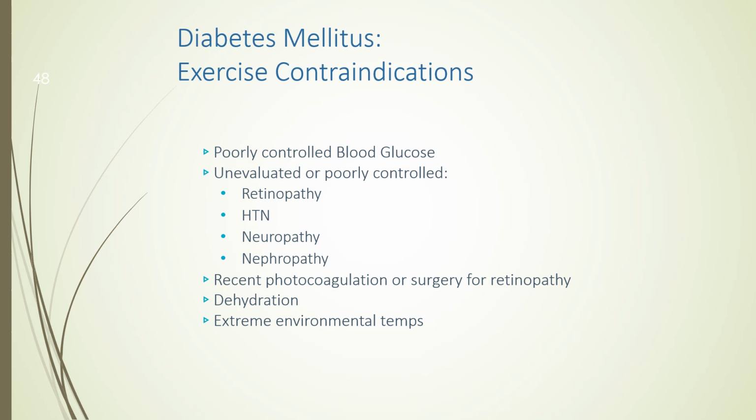Exercise contraindications for diabetes include poorly controlled blood glucose, unevaluated or poorly controlled retinopathy, hypertension, neuropathy, or nephropathy, recent photocoagulation or surgery for retinopathy, dehydration, and extreme environmental temperatures.